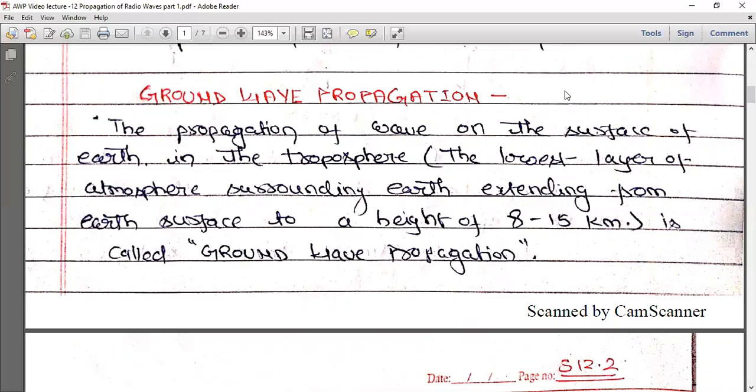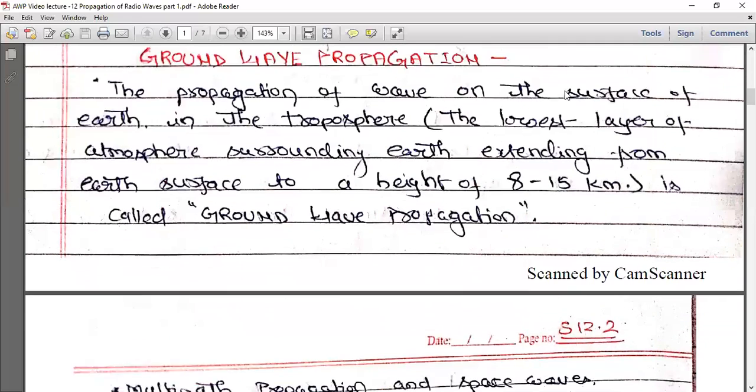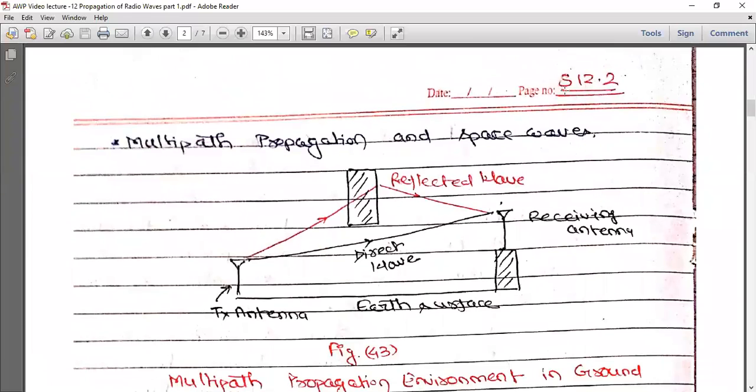As we know, the troposphere is the lowest layer surrounding the Earth's surface, and many communication phenomena go on within this particular layer. As we know, the troposphere extends from 8 to 15 kilometers from the Earth's surface. So this wave propagation is known as ground wave propagation.